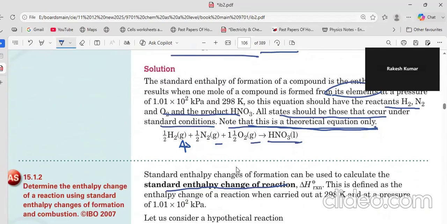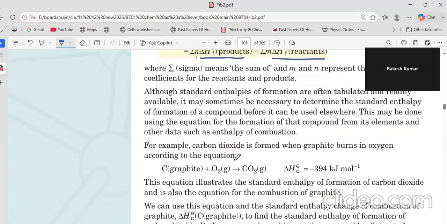So hydrogen, nitrogen, and all these are gases, and to get nitric acid as a liquid, this exists as a liquid and the others exist as gas. So this is the equation. It's a theoretical equation, and this is used to find the formation, and then it is used to find the enthalpy change of the reaction, because this is the reference.